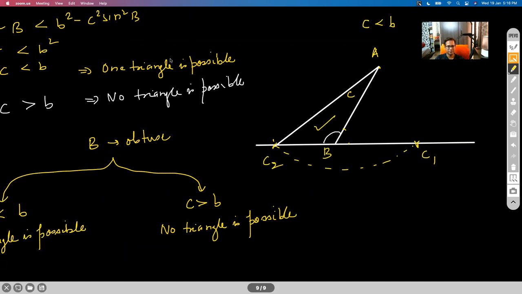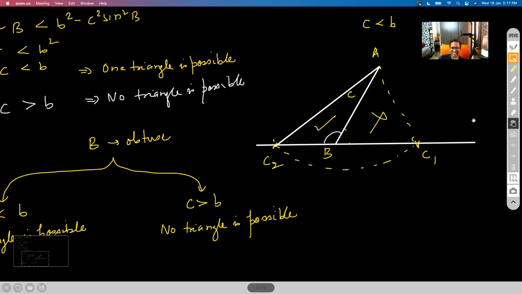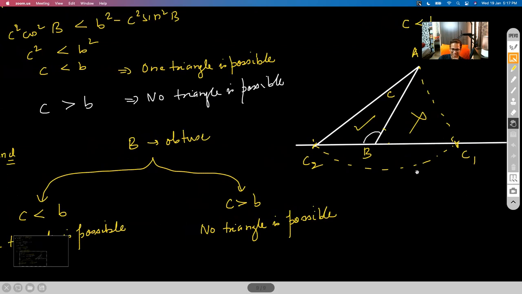Is it fine? Are you getting my point? So this is the triangle and this triangle is not going to be possible. Okay. Clear? Right. That's another valid point.